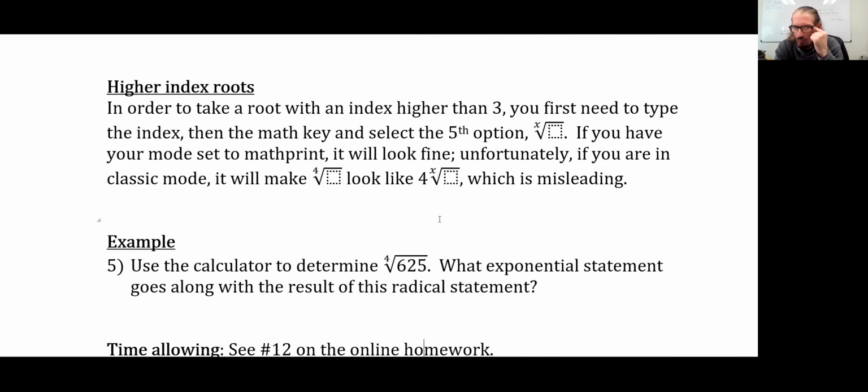Okay, we're going to look at one more thing. And I typed in this part here. I did 5 to the 4th to get 625 as a check.